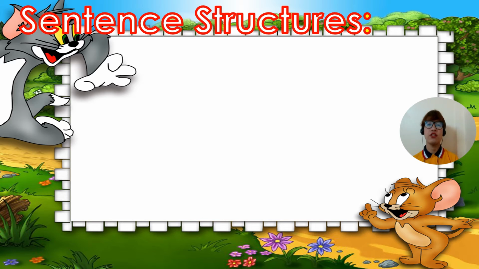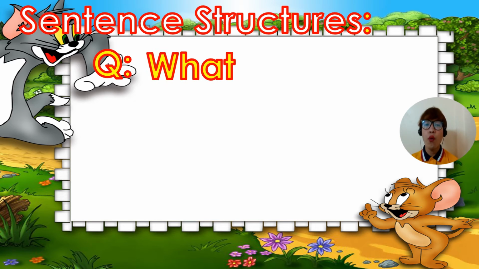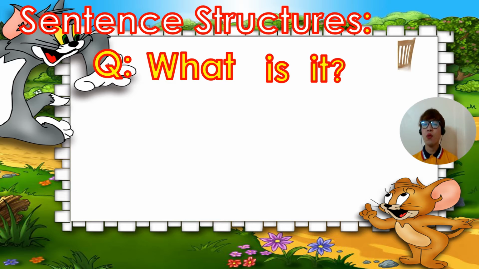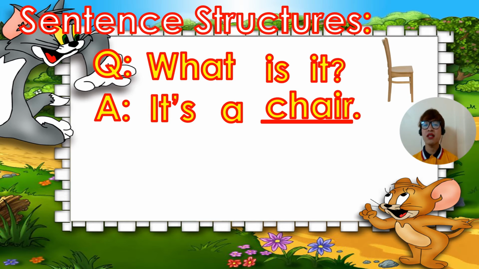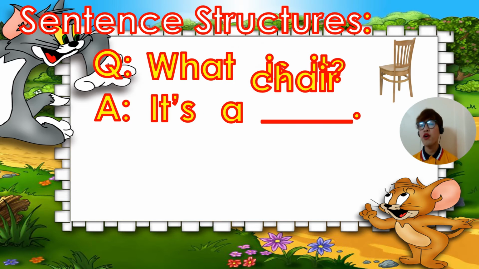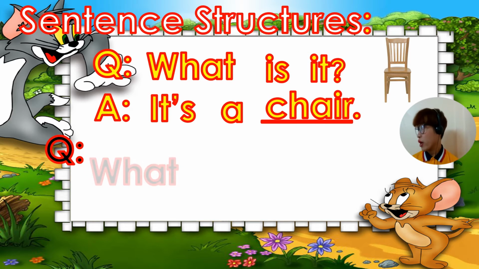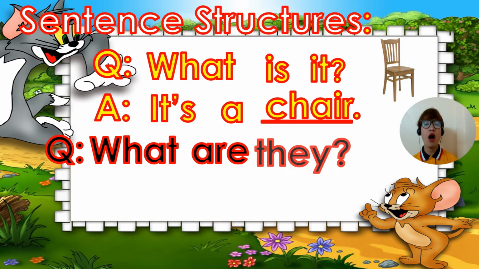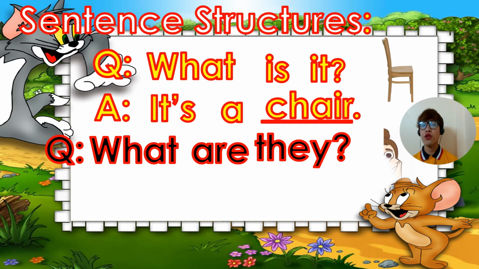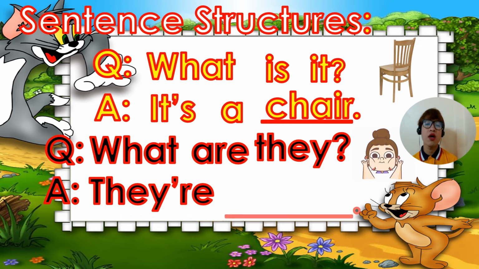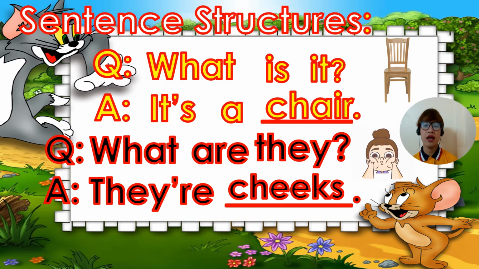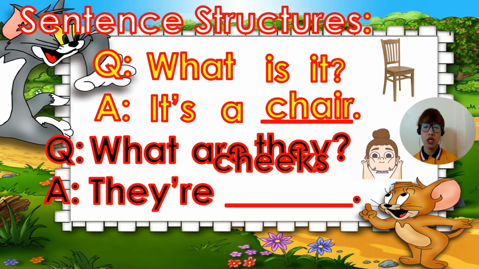Okay, we have here a sentence structure. The question is, what is it? Again, what is it? The answer will be, it's a chair. Again, it's a chair. Very good. Next question, we have here, what are they? Again, what are they? Answer, they're cheeks. Again, they're cheeks.